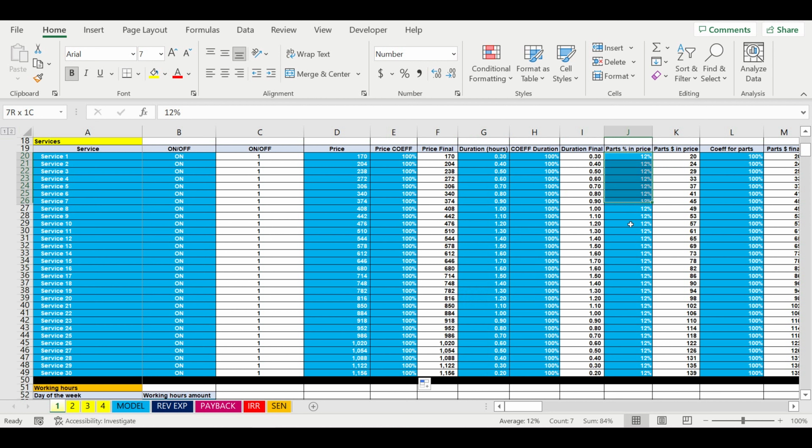Then we move to direct costs. Here we specify how much money parts cost inside the price of this service.